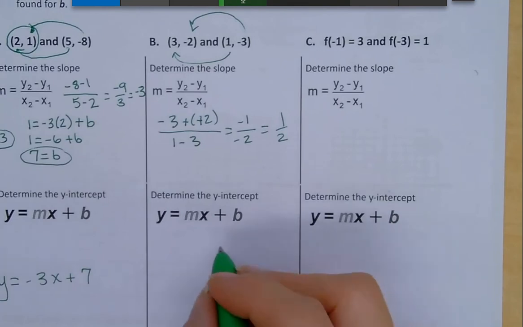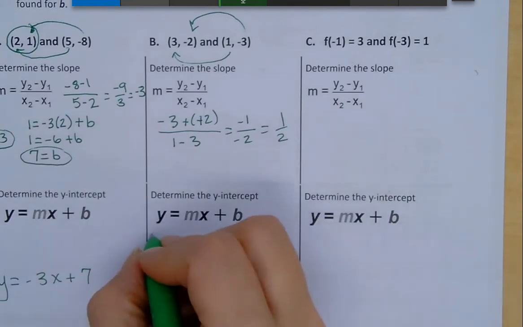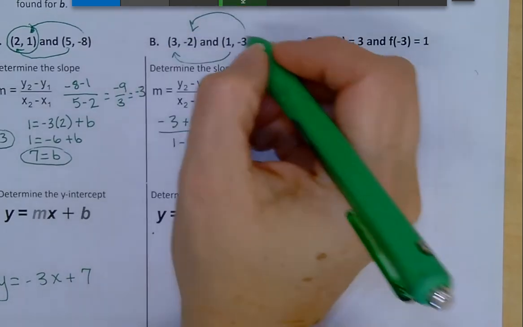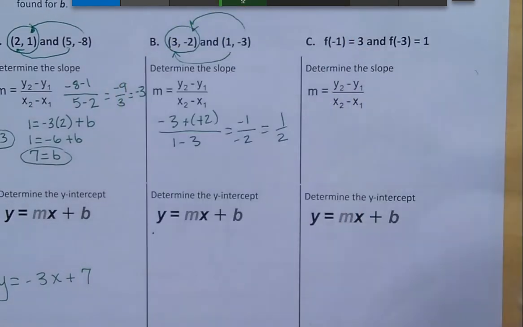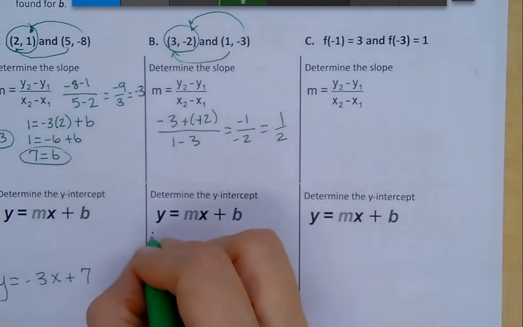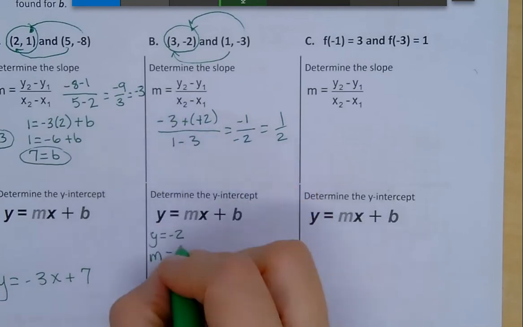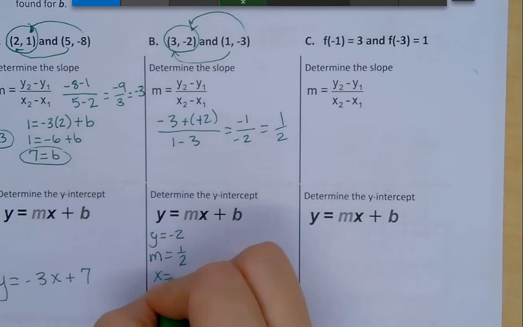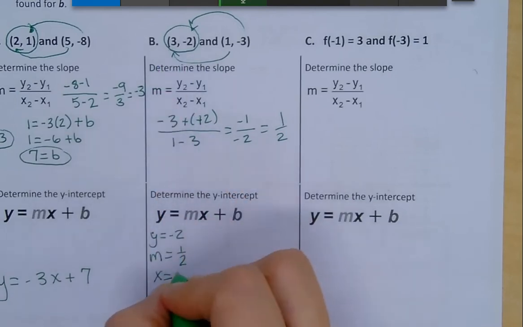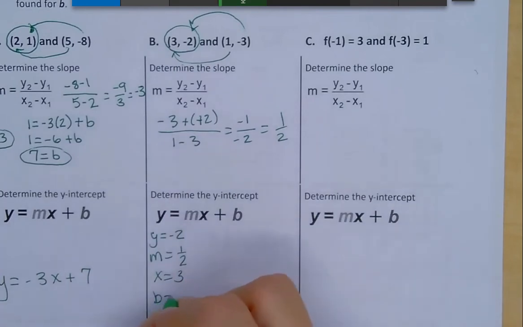Okay, so if I want to determine the y-intercept, I'm going to plug in the information I have. I know my y value. I'm going to choose this first point, although it really doesn't matter. You really could choose either point. So the y from my first point, y equals negative 2. M equals, we calculated that, m is 1/2. X equals, I have a positive 3 up there in my ordered pair. That's where I got x. And then b equals, that's what we don't know.